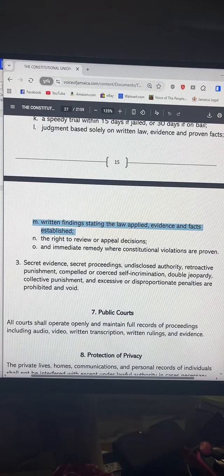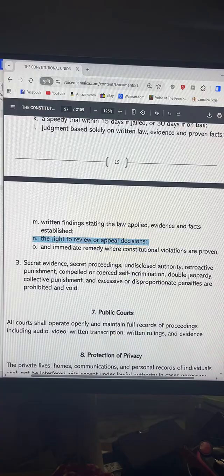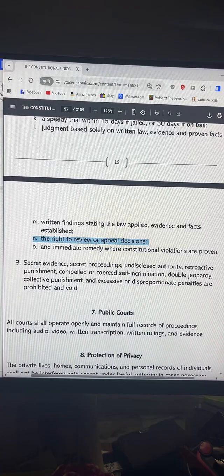The right to review or appeal decisions, right? So we should not be going down to the court asking, oh, can I get a copy of the proceeding? Can I get a copy of this? Can I get a copy of that? It should be readily available online, right? All of these things are within our reach. This is not far-fetched. This already happens in many jurisdictions. And the technology is not out of reach. So all of these things are just a matter of implementation.